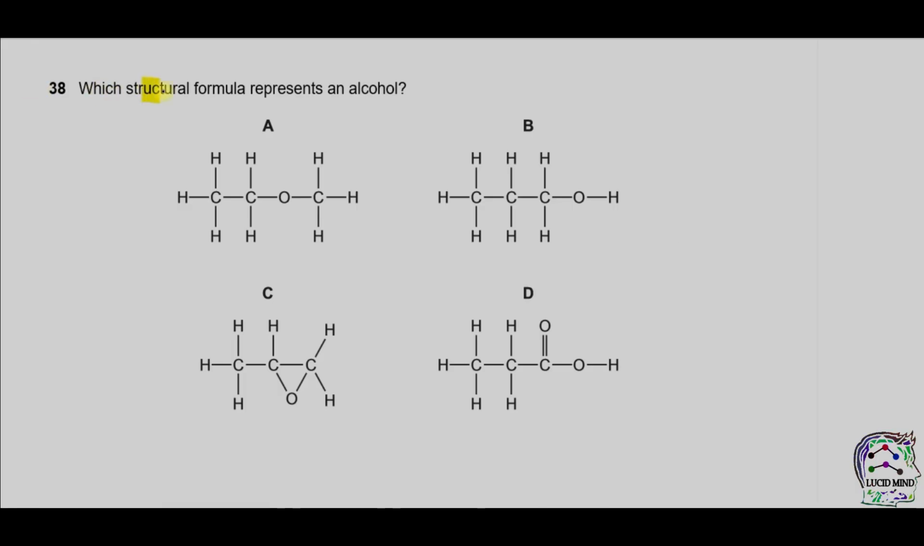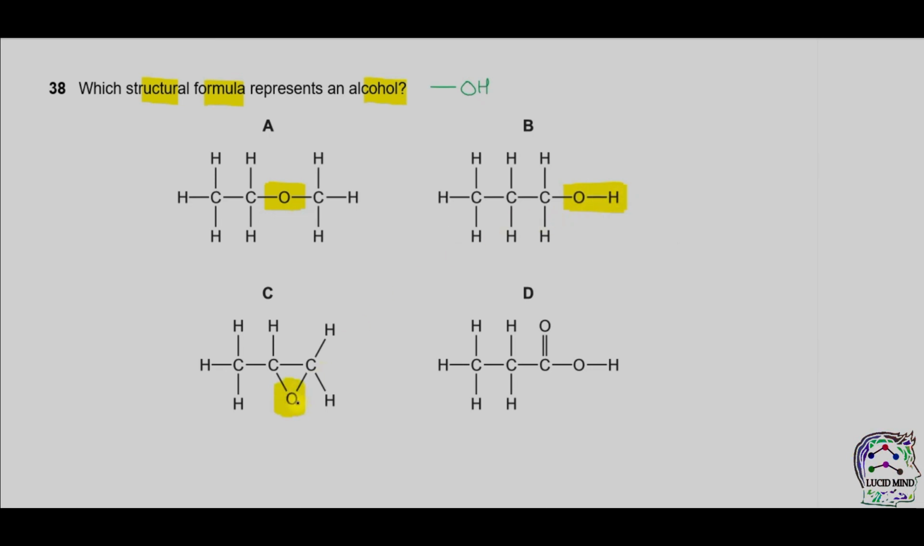Question 38. Which structural formula represents an alcohol? Now alcohol is the organic compound that consists of the functional group OH. In these we can see the functional groups. This one is an ether functional group, as we have an oxygen bridge which connects two alkyl groups. In the second one we have the OH functional group, which is alcohol.